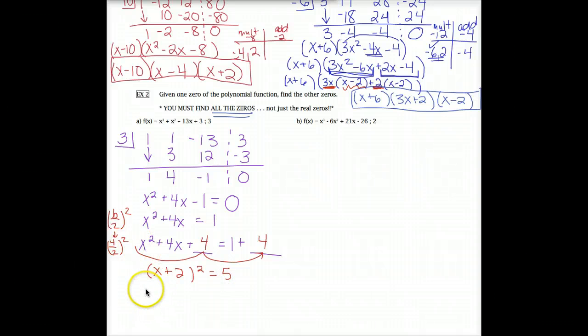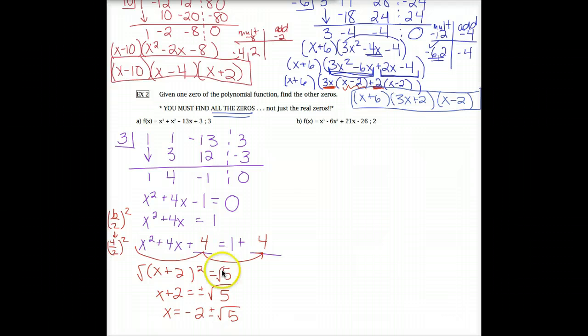And so now I can take the square root on both sides. So x plus 2 equals plus or minus radical 5. Don't forget this plus or minus. And then subtract the 2. So x equals negative 2 plus or minus radical 5.